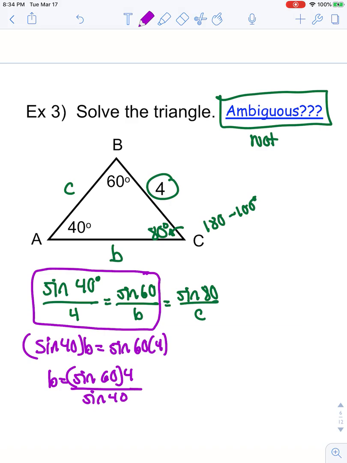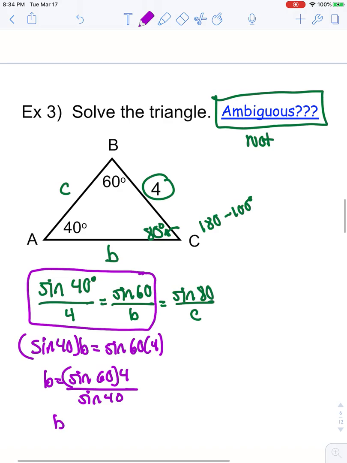To solve for B, we're going to divide sine of 60 times 4 over the sine of 40. Sine of 60 times 4 divided by sine of 40, and we get B to be approximately 5.39.